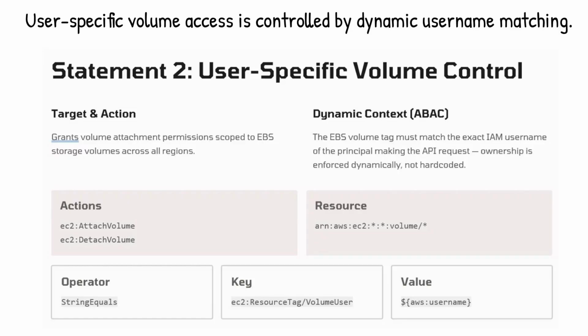AWS evaluates this variable at runtime against the active IAM username of the caller, whether it's Alice, Bob, or a federated role user. This means Alice can only manipulate volumes specifically tagged as owned by Alice, and Bob can only touch volumes tagged for Bob. It prevents developers from accidentally or maliciously interfering with each other's storage.